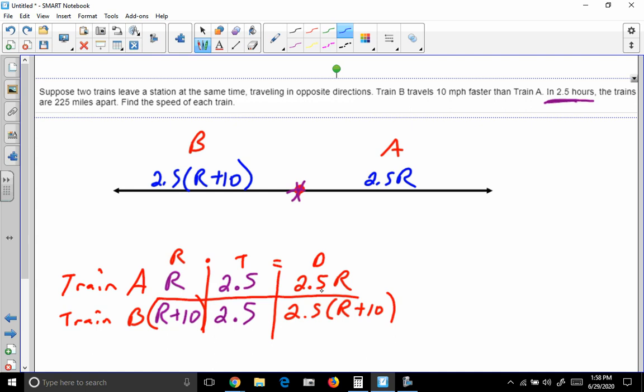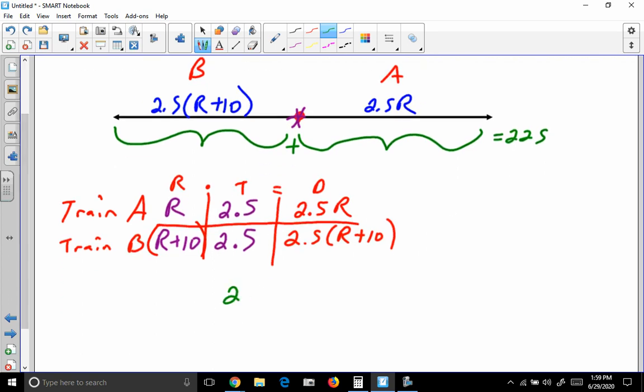Now, when that 2.5 hours is up, they are 225 miles apart. Now, we don't know how far either one of them have gone. But when we take the distance that train B has gone and the distance that train A has gone, since they're going in opposite directions, this distance plus that distance is the 225 we're looking for. So just take each of their distances, even though we don't have a specific number for them, take the expression for their distances, and when those two expressions are added together, they should total 225.